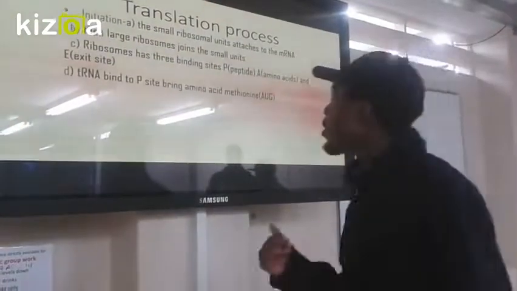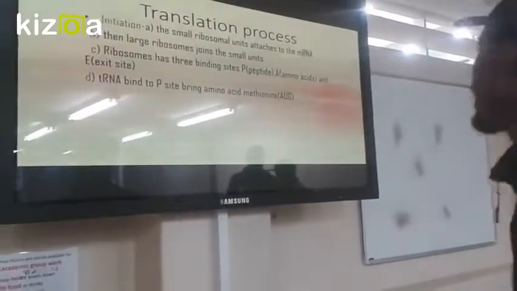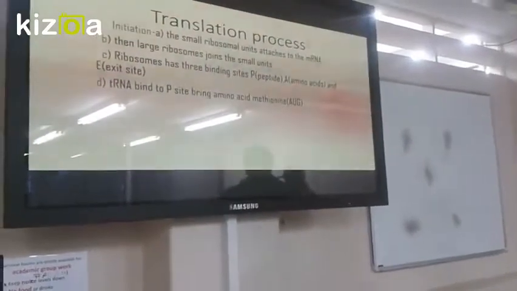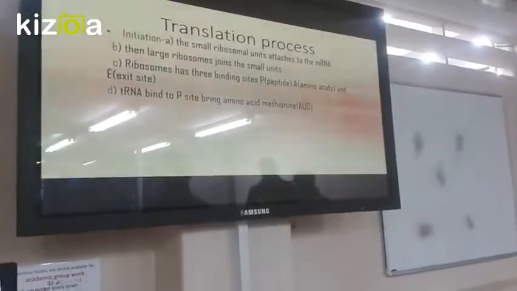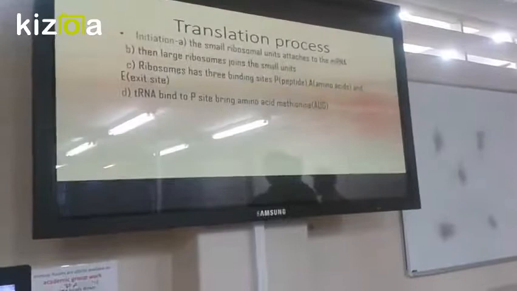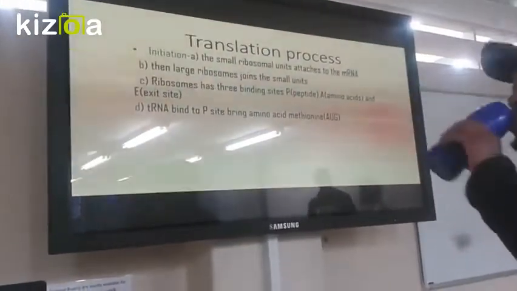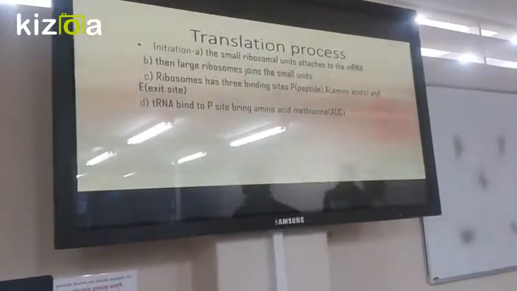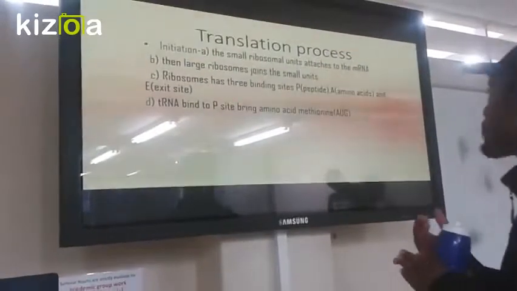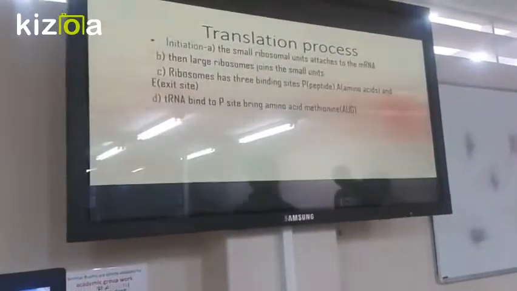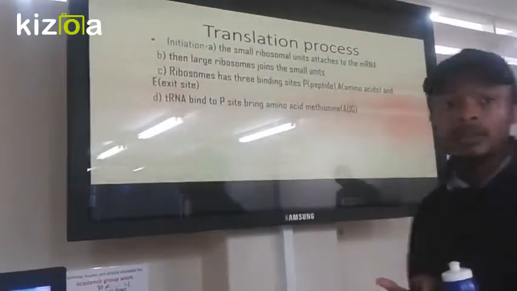That's whereby a small ribosomal unit attaches to the mRNA, which is a messenger RNA, and then the large ribosomal units join the small units. And then the ribosome has three binding sites. We have the P site, which is peptide, the A site, which is amino acid, and the E site, which is the exit site.